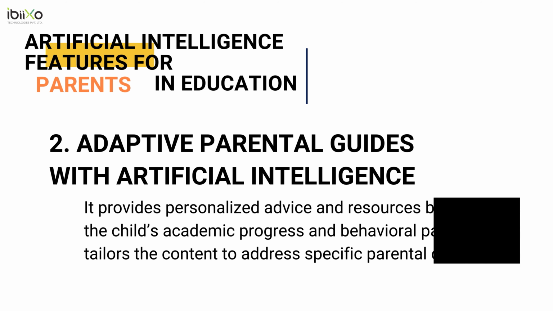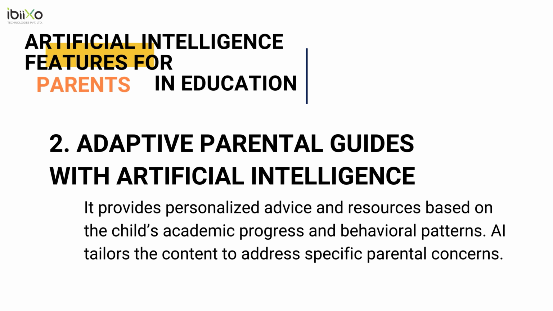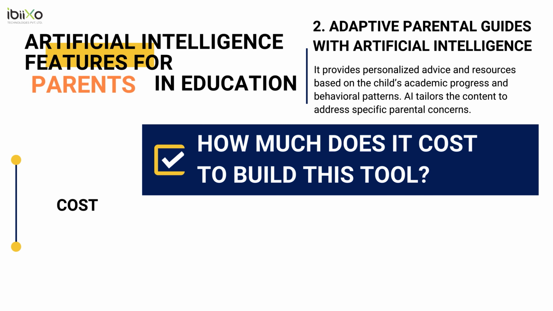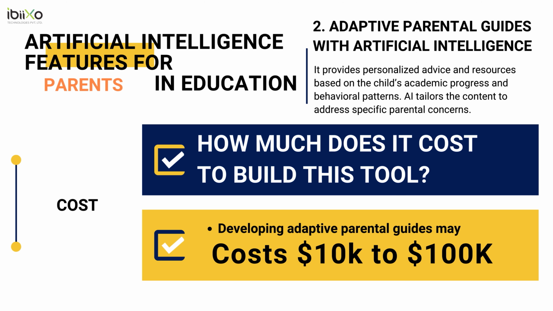Now the second one is adaptive parental guides with artificial intelligence. It basically provides personalized advice and resources based on the child's academic progress and behavioral patterns. Now this can be as simple as $10,000 and go up to $100,000 based on the complexity.